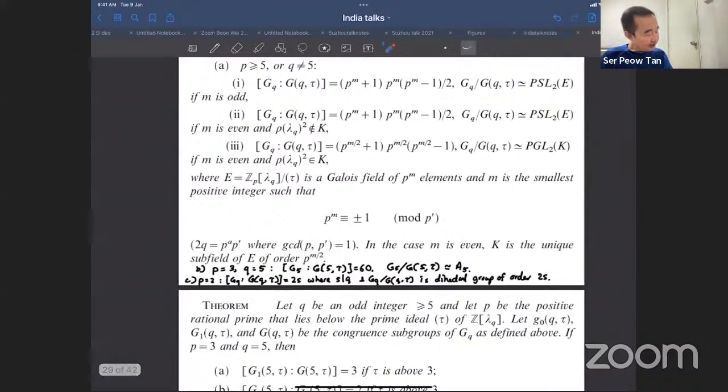There are a couple of other special cases over here. If P equals 3 and Q equals 5, then the index is equal to 60, and the quotient group is actually just A5. If P equals 2, then the index is 2s, where s is some number which divides Q. In particular, if Q is a prime, then s is just equal to Q, and the quotient group is actually a dihedral group of order 2s. So these are the small cases, but in general, this is the structure here.